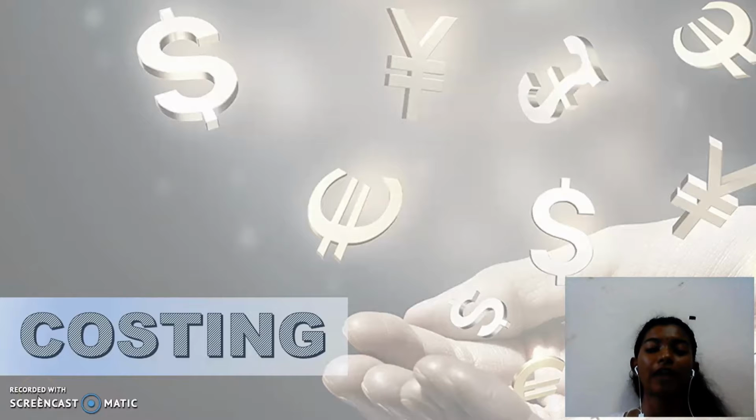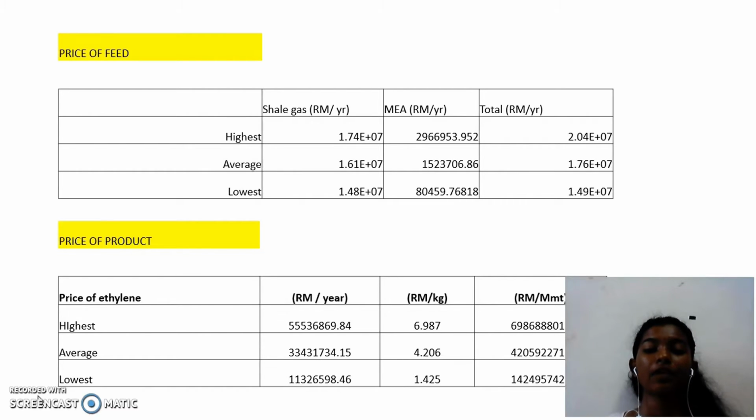Now let's look at the costing. The price of feed and product is obtained from the internet. Now let's look at the highest value and lowest value for feed and product found on the internet. So the highest value of shale gas and MEA is as written here, and the lowest price for shale gas and MEA is also written here.